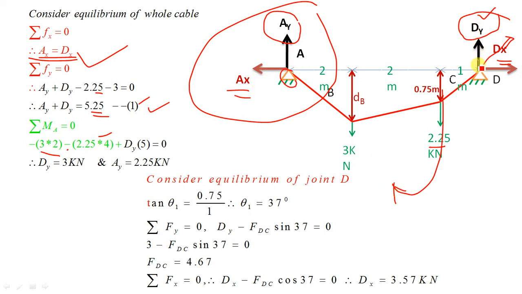And then dy into the total distance, which is 5. So dy into 5. This dx will not create any moment because it is passing through point A. Since dx passes through point A, the perpendicular distance is 0, so dx does not create a moment. So we will get dy from this equation. Once dy is known, we can also find out ay.